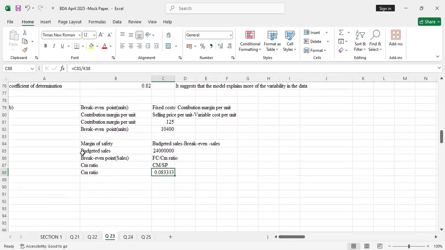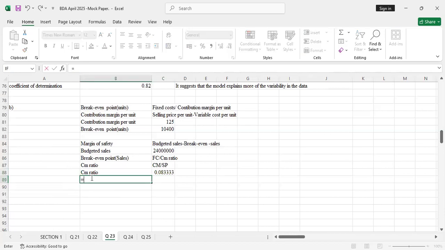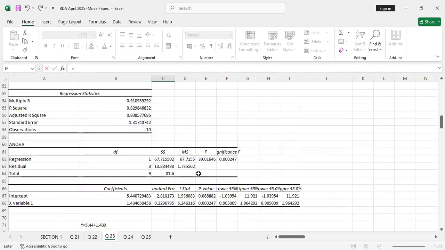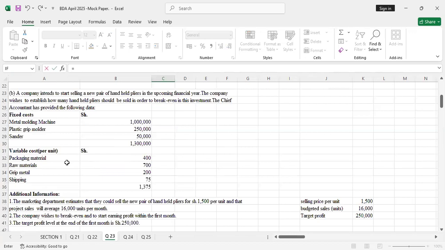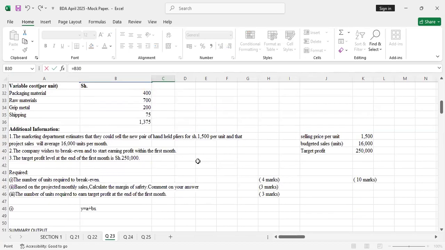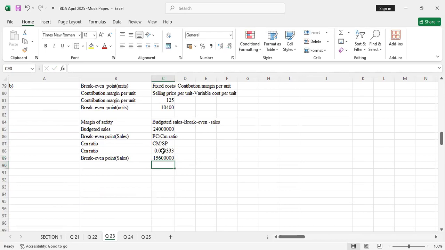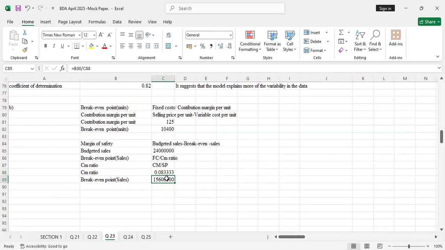Once you have that, you can go backwards and calculate the break-even point in sales, because now you have the contribution margin ratio. So the break-even point in sales will be equal to the fixed cost, which is the total fixed cost here, 1,300, divided by the contribution margin ratio. So your break-even point in sales will be this amount.